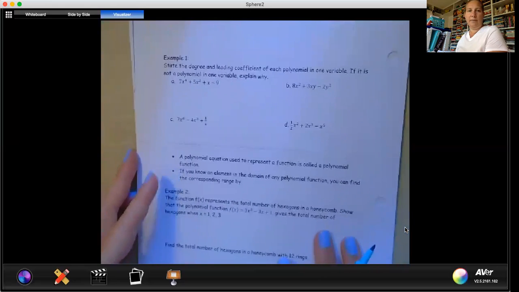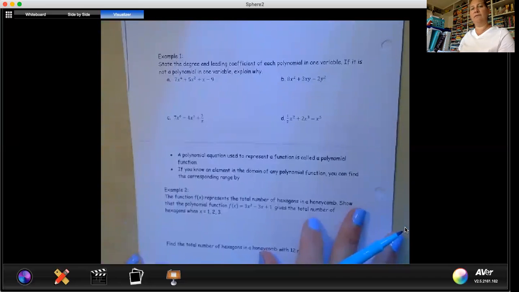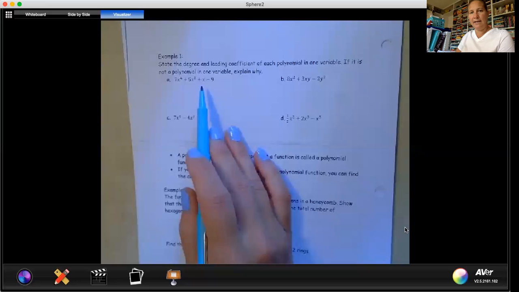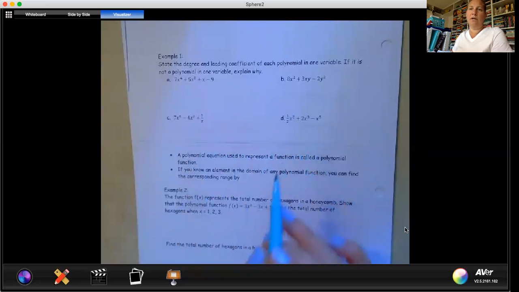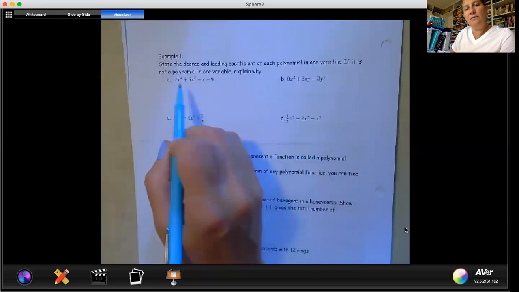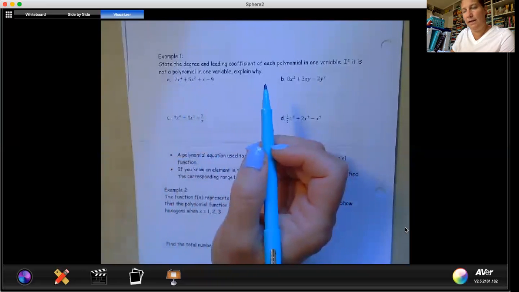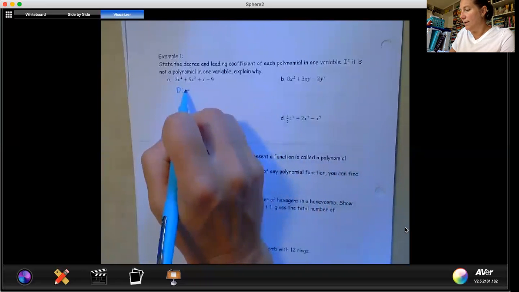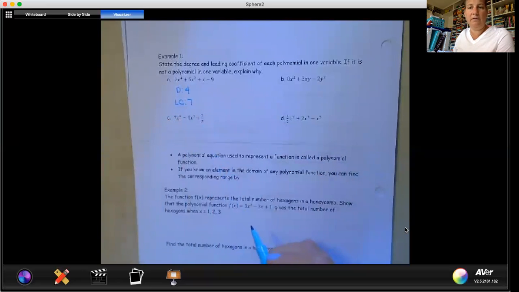All right, let's look at example 1 together. State the degree and leading coefficient of each polynomial in one variable. If it is not a polynomial in one variable, explain why. I'm not sure if these actual expressions are in your notes or not. If not, please write those down before you get started with the example. Part A is 7x to the fourth plus 5x squared plus x minus 9. It is a polynomial. It has 4 terms. So the degree is 4, highest exponent. Leading coefficient is 7, number in front of the term with the highest degree.